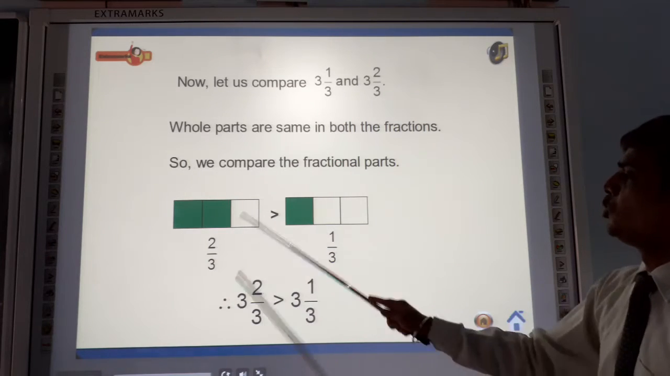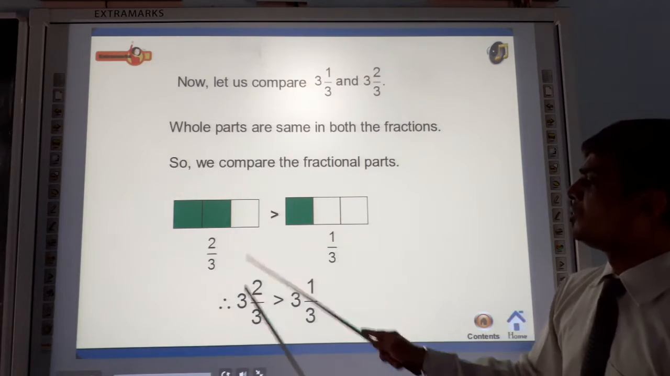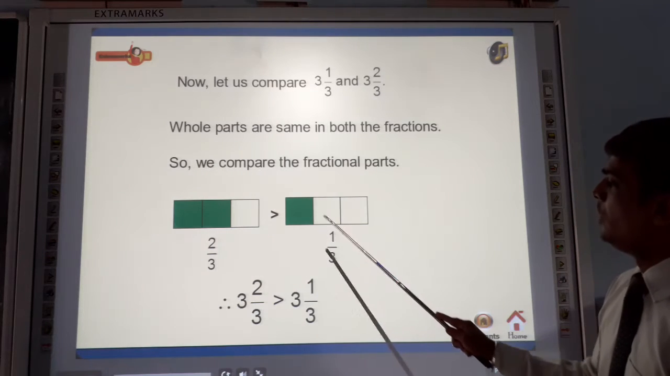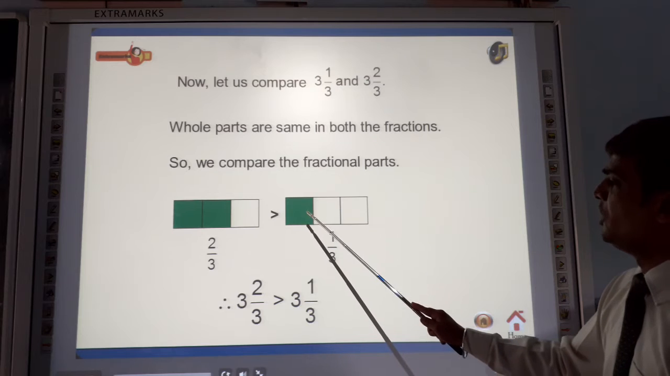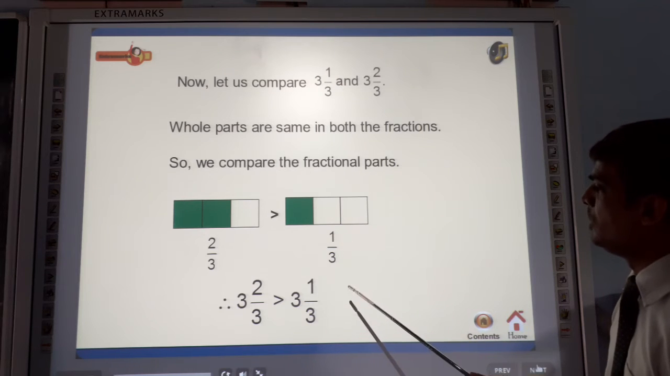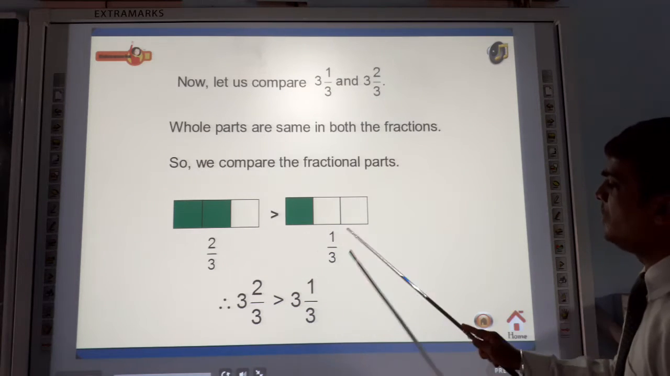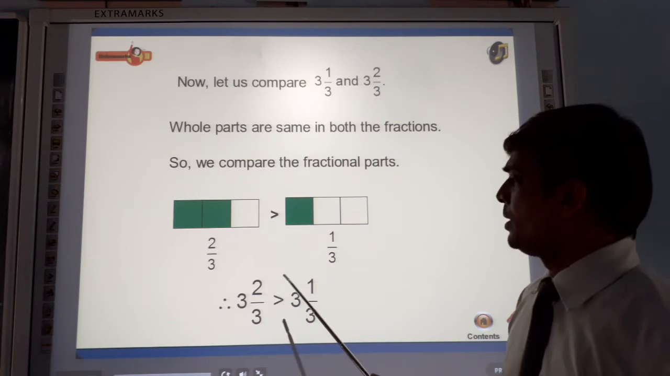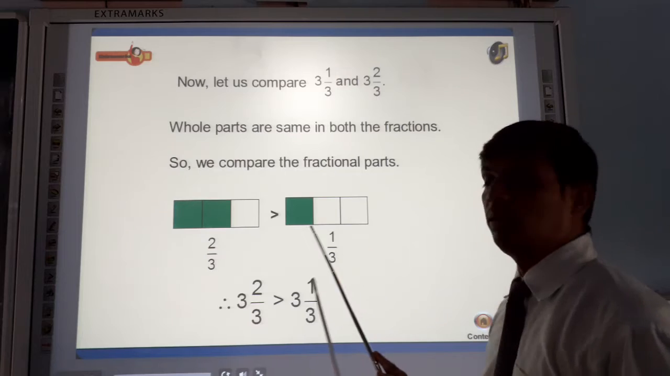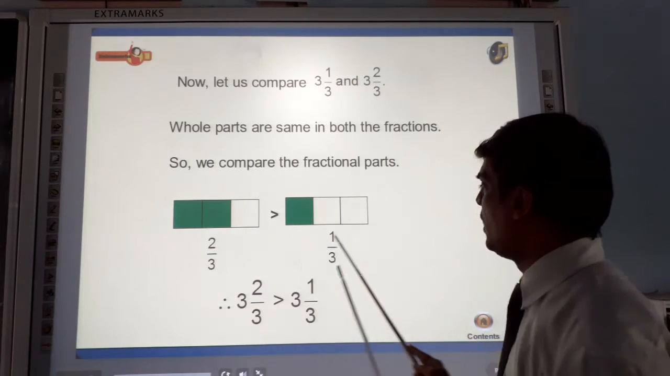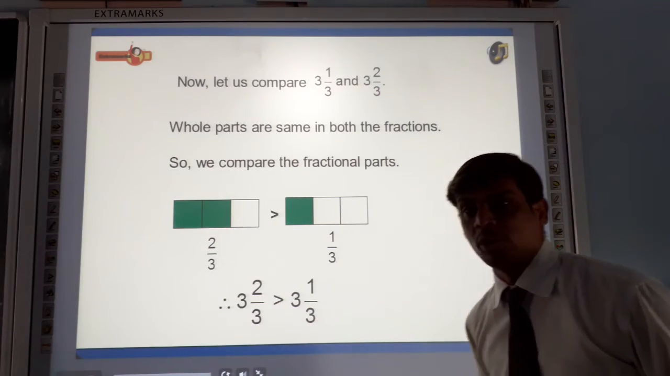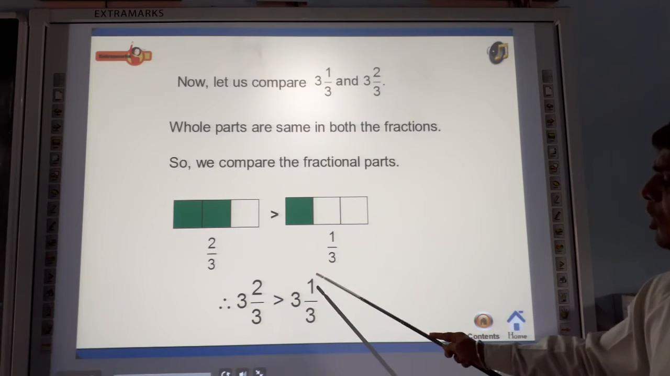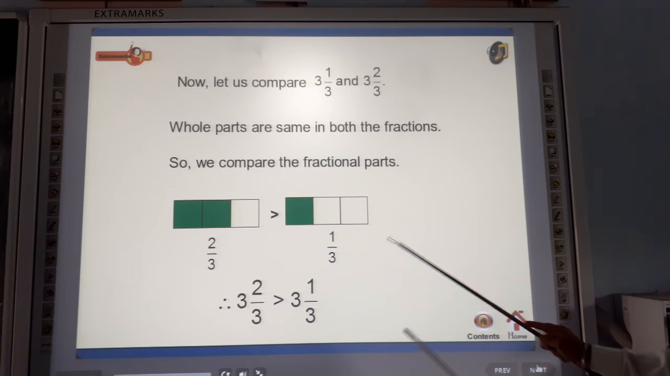Look at this. Show the diagram. Total number of parts is 3 and shaded part is 2. So the fraction is 2 by 3. Total parts is 3 and shaded part is 1. The fraction is 1 by 3. 2 by 3 is greater than 1 upon 3 because the denominator is same and 2 is greater than 1. 2 is the largest number and 1 is the smallest number. So 3 2 by 3 is greater than 3 1 upon 3.